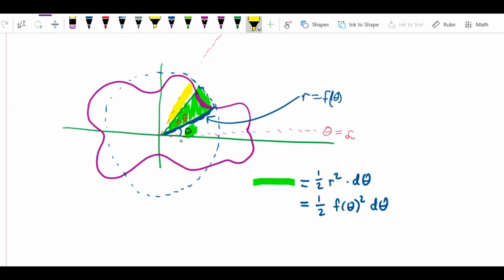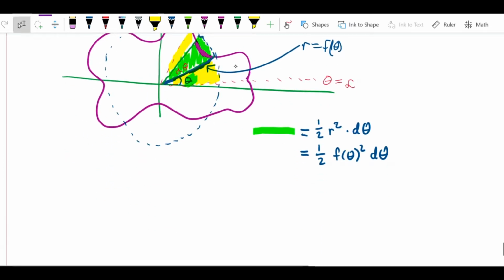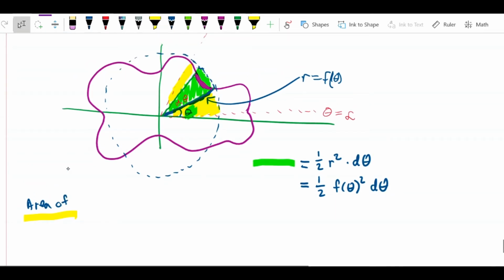Remember, what we're really trying to do is find the area of this whole region between theta equals alpha and theta equals beta. So if we have the area of one slice, what do we do in calculus? We put an integral sign in front and use it to add up all the slices. So the area of the yellow region, and when I say the yellow region, I'm including the part that's also shaded in green, that little green slice. So let's put in some more yellow there.